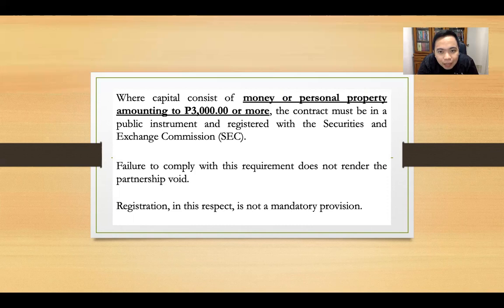Paano kung ang kinontribute nila ay pera or personal property? For example, class, kotse. Nagbigay sila ng kotse or ng truck. Class, no? So, ang sabi ng batas, if the capital contribution consists of money or personal property amounting to 3,000 pesos or more, 3,000 o higit pa, the contract must be in public instrument and registered with the Securities and Exchange Commission or the SEC. So, class, pag tinanong kayo sa exam kung ano ang formalities na required, depende sa classification ng contribution.